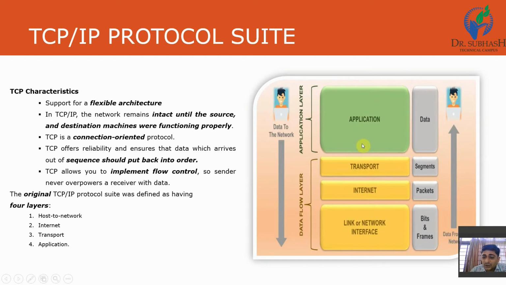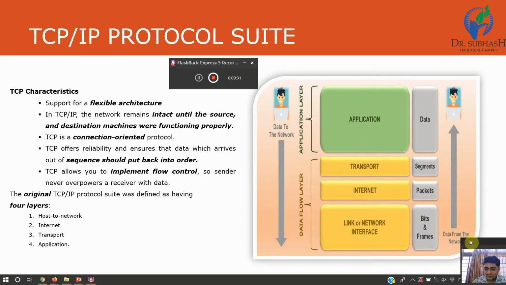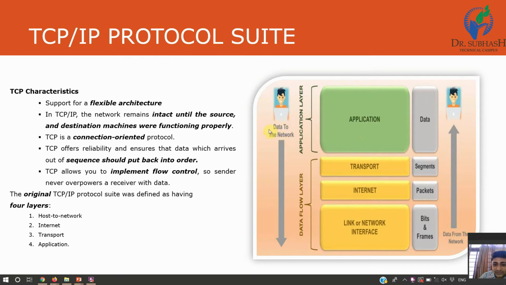Now, a basic model of TCP/IP. Here we have one diagram. In this diagram we can observe that there is data to the network, and here data from the network. It means somebody wants to pass their data from person A to person B. Now first of all, application layer, after that transport layer, and here internet layer. After that, link or network interface.